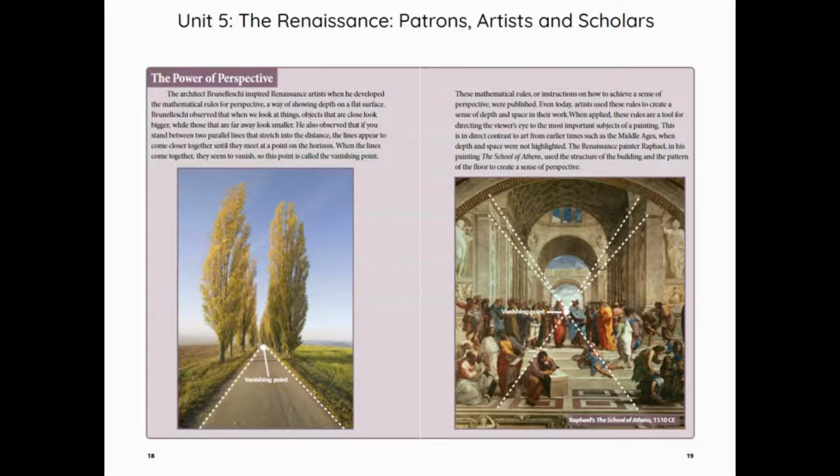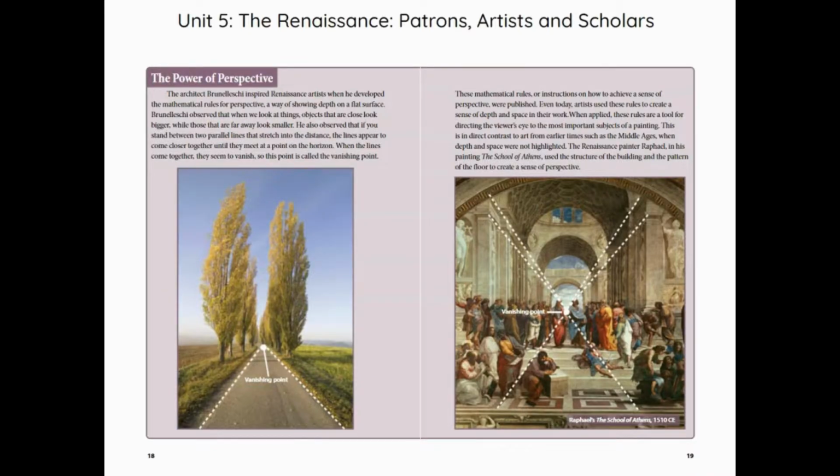These mathematical rules, or instructions on how to achieve a sense of perspective, were published. Even today, artists use these rules to create a sense of depth and space in their work. When applied, these rules are a tool for directing the viewer's eyes to the most important subjects of a painting.